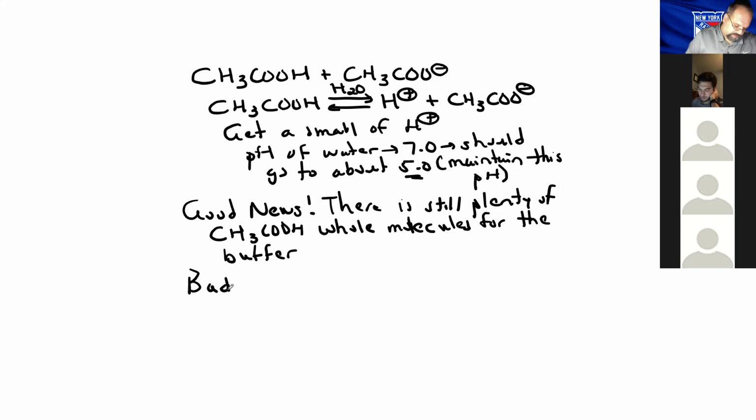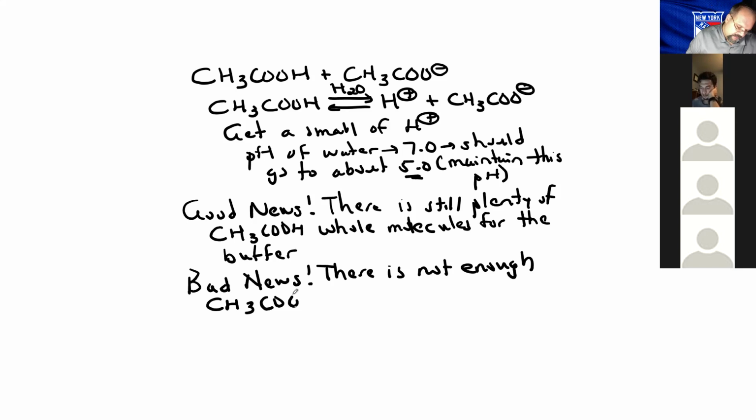But here's the bad news. The bad news is that there is not enough CH3COO minus for the buffer. Remember, the first step in making this buffer solution would essentially be to take the acetic acid and place it in water. But if you do that and nothing else, you don't have a buffer solution.